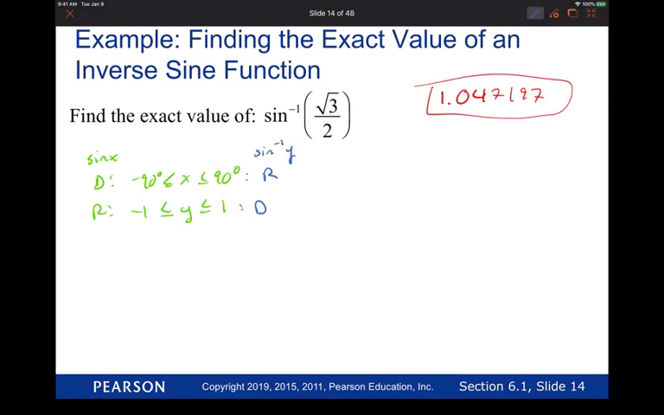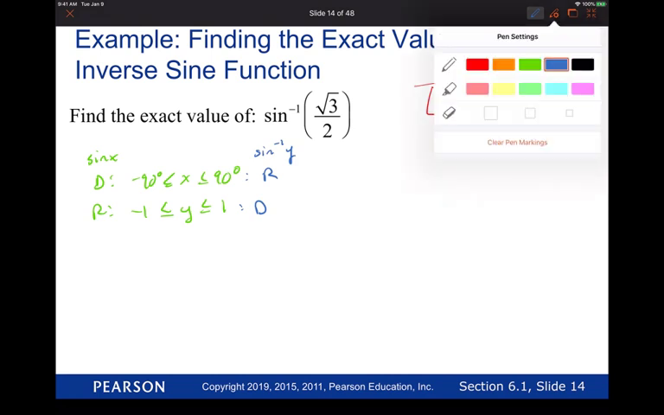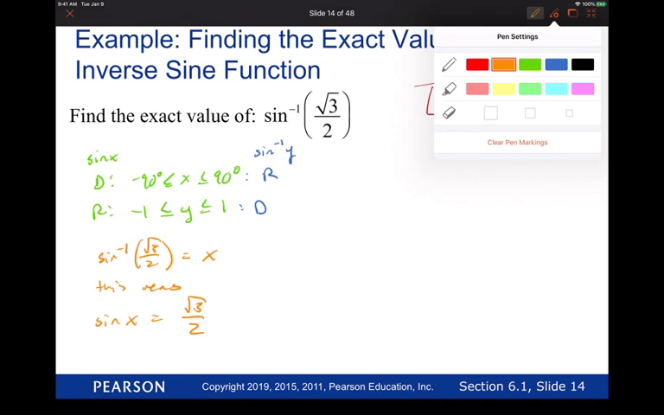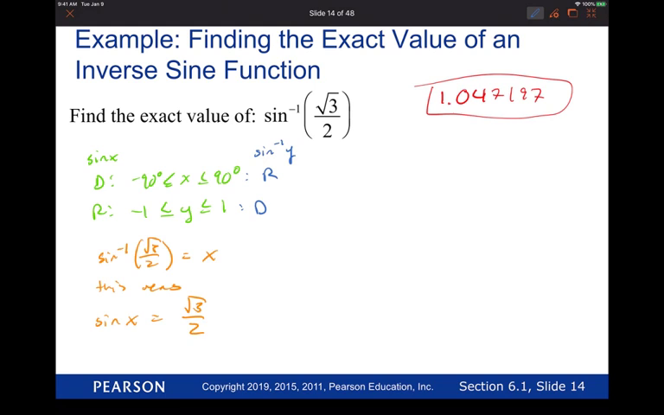Let's do this color. Again, inverse sine of the square root of 3 over 2. We're going to say this equals x. This means the sine of some x equals the square root of 3 over 2. So the sine of what angle gives us root 3 over 2? Real quick, to recap the unit circle, the color we haven't used. Sine is our y. So if we do 1, 2, 3, what angle is that? 30 degrees, right?